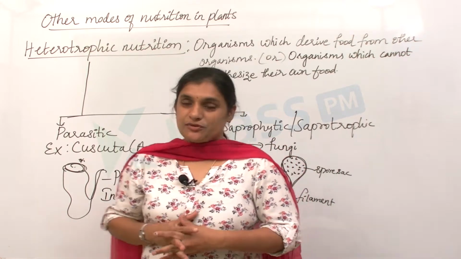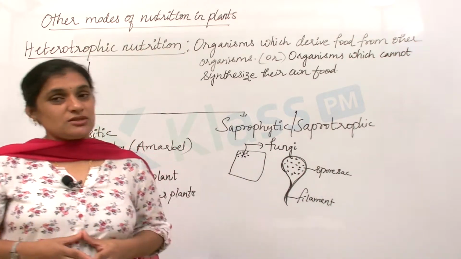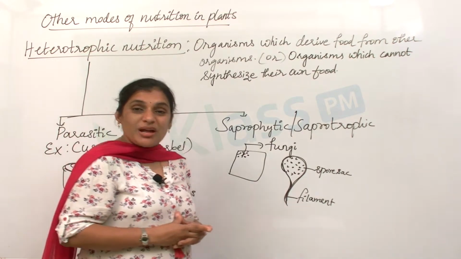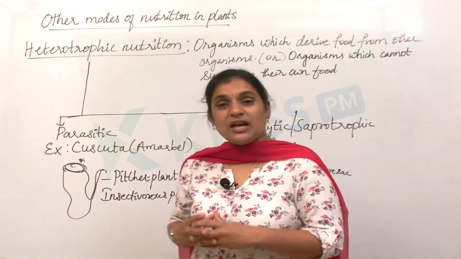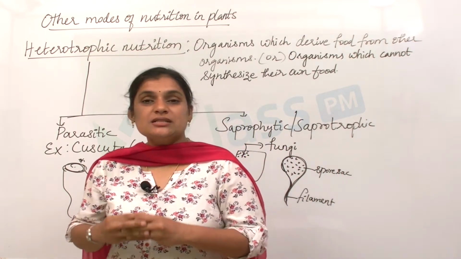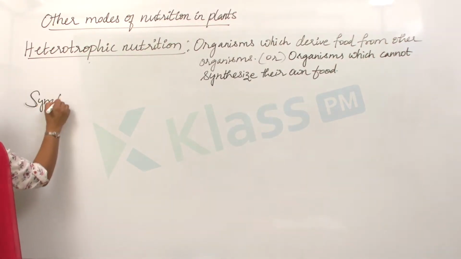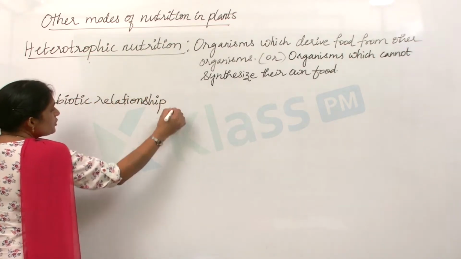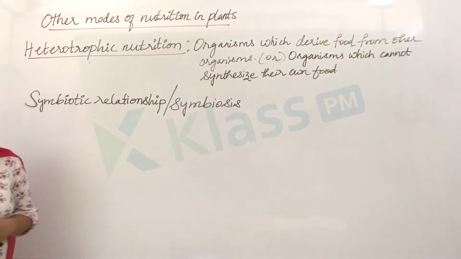So such a type of nutrition or such a type of relationship is not only seen in case of humans. Not only we are good at sharing, even plants are also good at sharing. And the process of sharing and helping each other is known as symbiotic relationship, or you can also call it symbiosis. So let me give you an example of this.